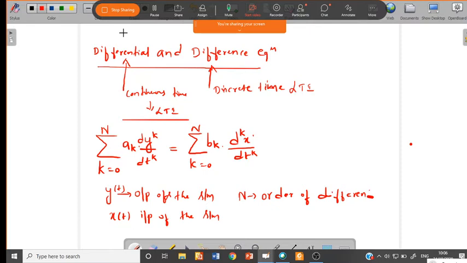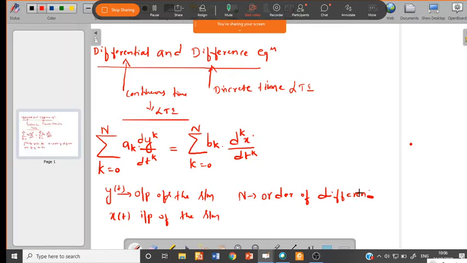Now, in the differential equation, there are two types of solutions which we can find for an LTI system, that is, the response of the system with respect to the given input. So what are the two types we need to define in the differential equation? They are called the natural response and the forced response.